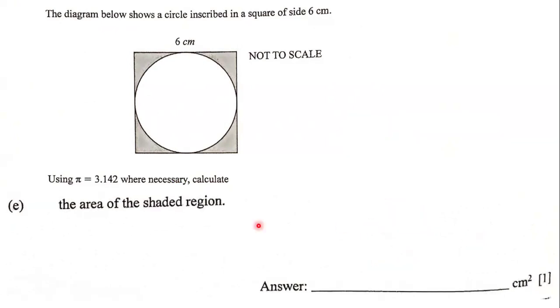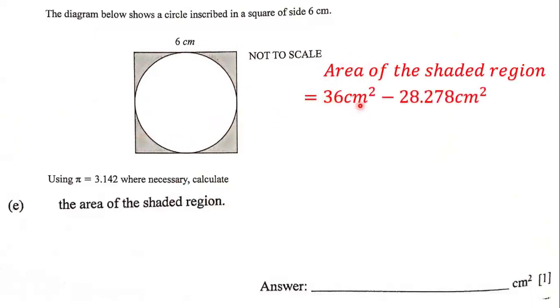Next, they ask us to calculate the area of the shaded region. If we want to figure out the area of the shaded region, which is this region right here, what we have to do is subtract the area of the circle from the area of the square. The area of the square is 36 centimeters squared minus the area of the circle, which is 28.278 centimeters squared.